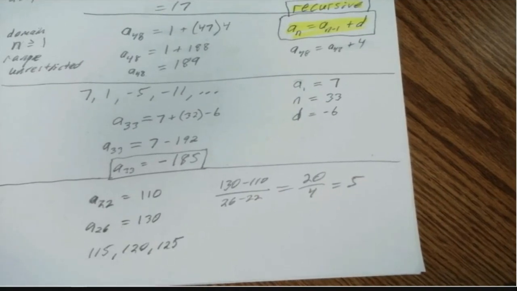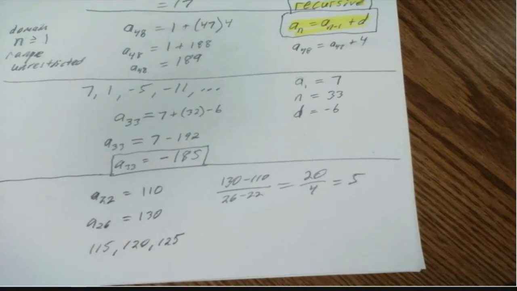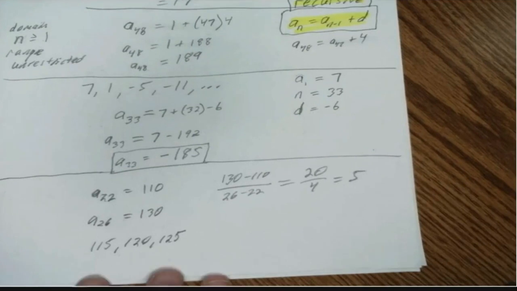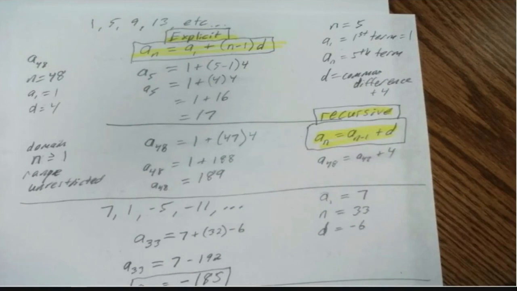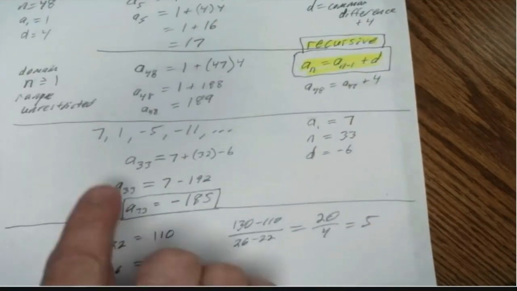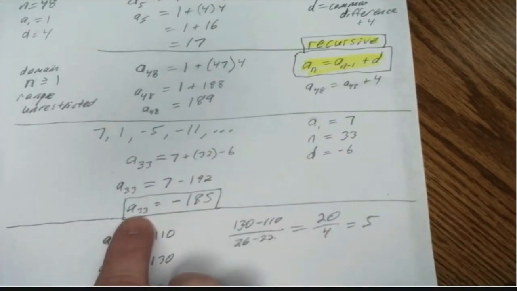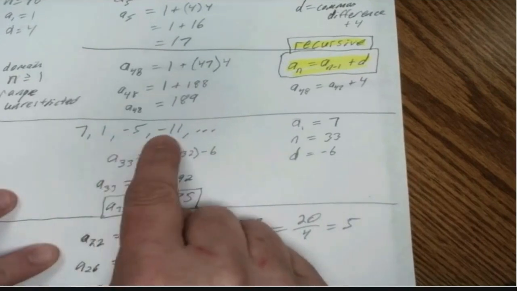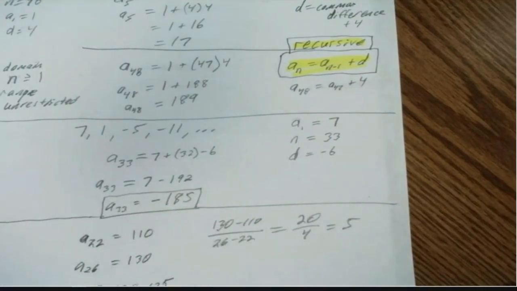So that would tell you right there. Now, going back to A1 would take some more work because you'd have to go backwards from A22 by 5s. But at least now you know what to go backwards by. Okay, so let's say now the next lesson talks about an arithmetic series. This was a sequence. A series would be like if we wrote out all 33 terms, 7, 1, -5, -11, -17, all the way to -185, what would the total be if we added all those numbers together?